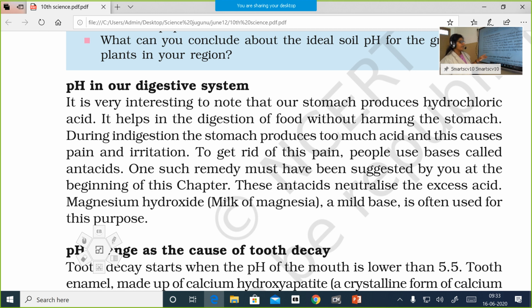One example is milk of magnesia. Milk of magnesia is magnesium hydroxide. You know, magnesium hydroxide is a mild base. So if you take milk of magnesia, a mild base, it will act as a remedy and we'll get relief. We have discussed one more example, the most common antacid that you all take for indigestion, Gelusil. What's the composition of Gelusil? Gelusil is a combination of the bases magnesium hydroxide and aluminium hydroxide. So we'll stop with this and go for the interactive session.